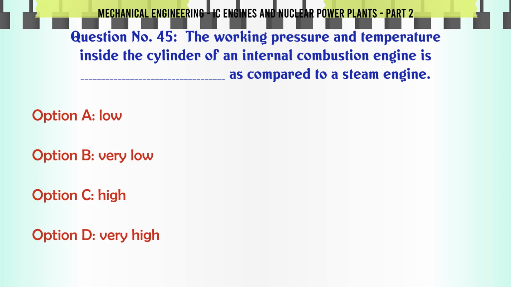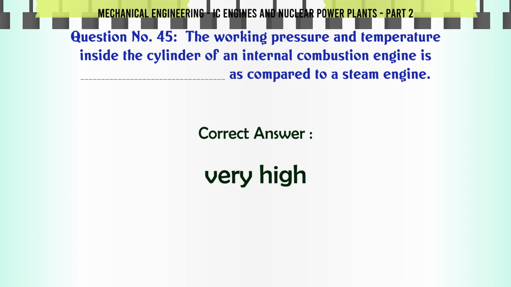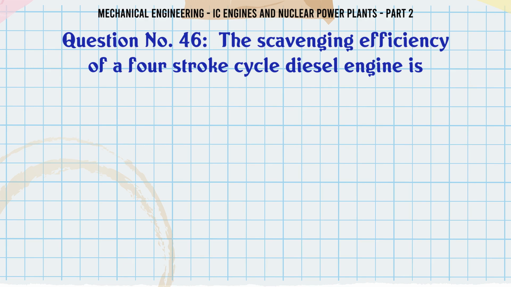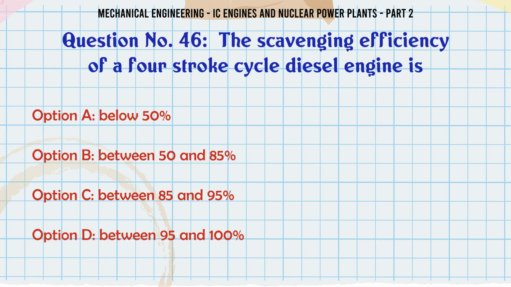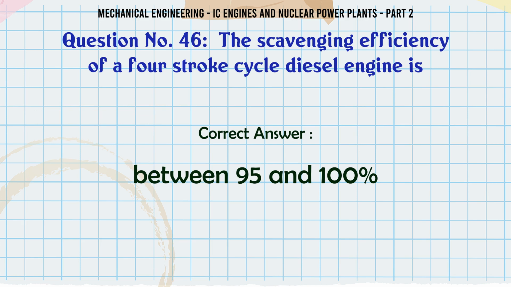The working pressure and temperature inside the cylinder of an internal combustion engine is as compared to a steam engine. A. Low, B. Very low, C. High, D. Very high. The correct answer is very high. The scavenging efficiency of a four-stroke cycle diesel engine is A. below 50, B. between 50 and 85, C. between 85 and 95, D. between 95 and 100. The correct answer is between 95 and 100.